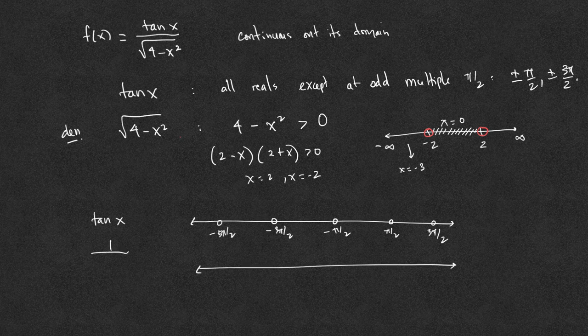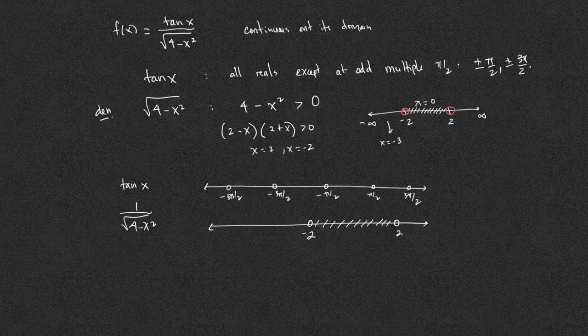For 1 over the square root of 4 minus x squared, we write it this way so that we can view the function f of x as the product of these two functions. The domain of 1 over the square root of 4 minus x squared is from negative 2 to positive 2, not including negative 2 and 2.